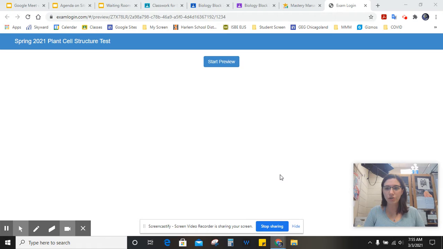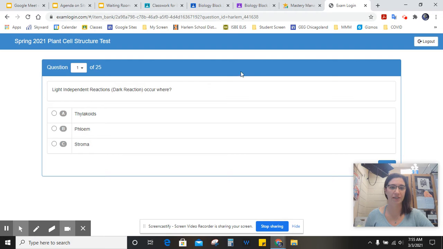I am just going to do a read aloud. So if you prefer to have your test read aloud, this is what this is for. There are no extra hints. I'm just going to read the questions and the answers. You can pause the video at any time and continue when you are ready. So this is our plant cell structure test.